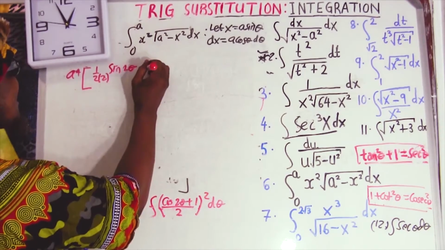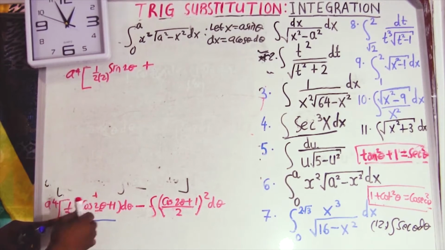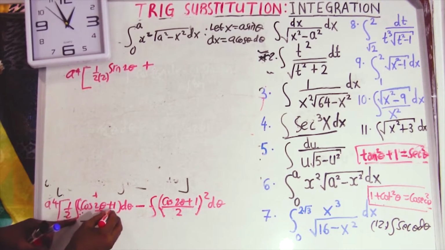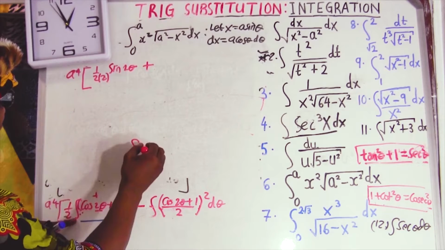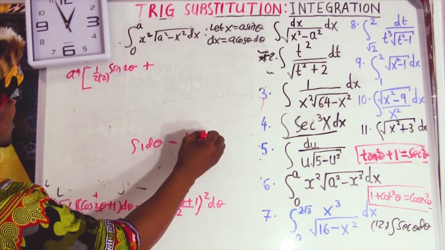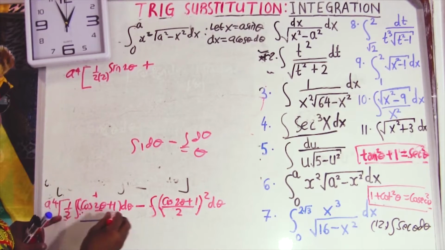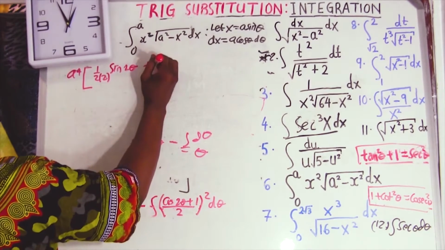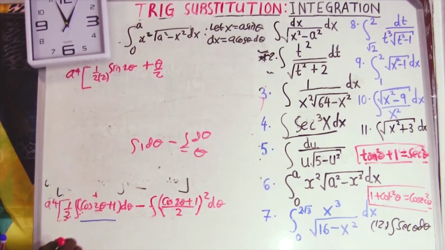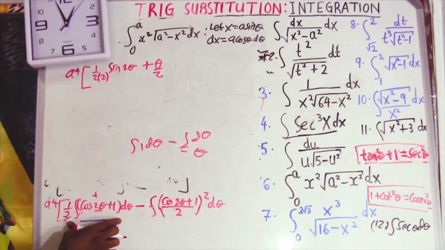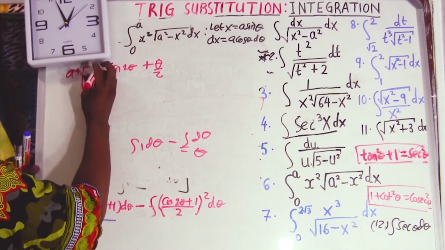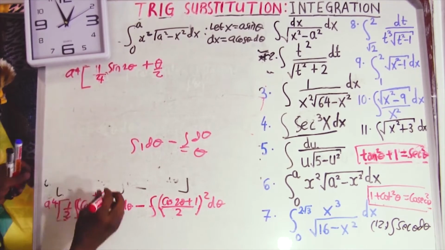Plus, now you come here. This is like the integral of 1 d theta, which is going to give us theta. But remember you have a half, and half times theta is going to be theta over 2, because this half is for both. So now for the first part here, we're done. 2 times 2 equal to 4, so this is going to be 1 over 4.